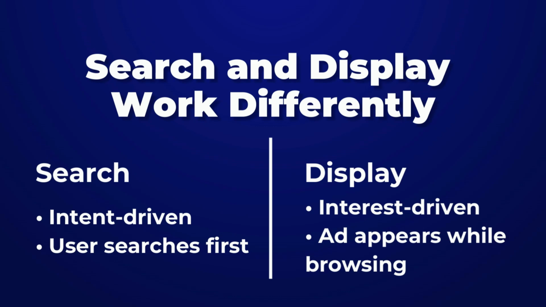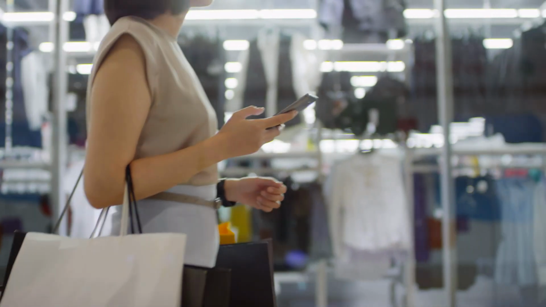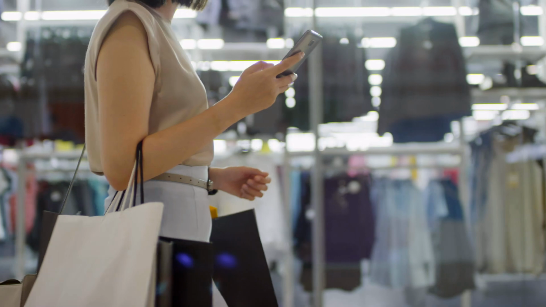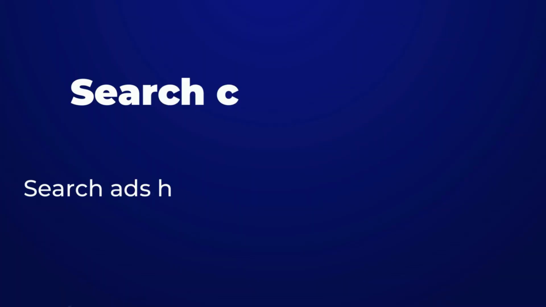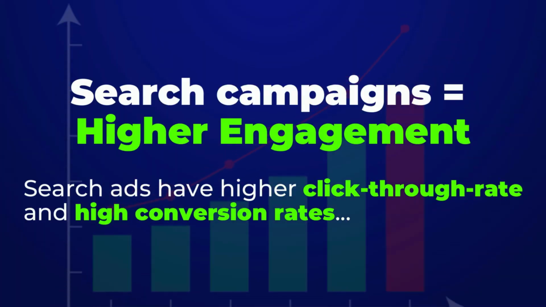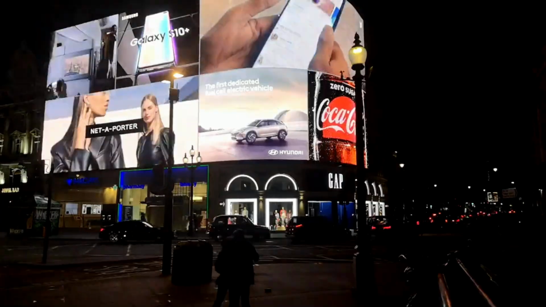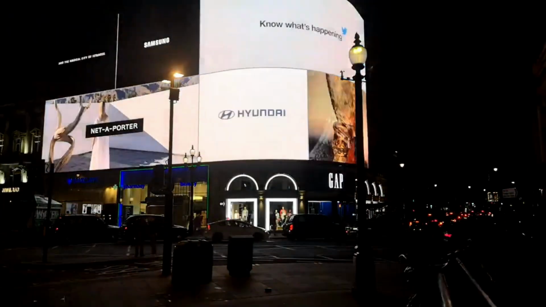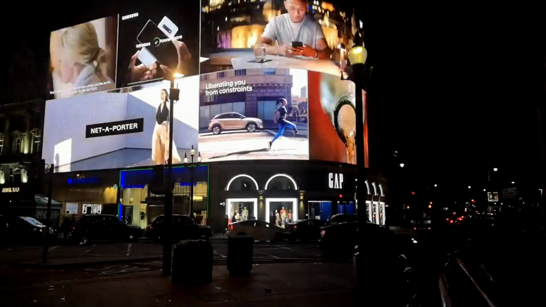Now, the problem with mixing search campaigns with display campaigns is that the 2 different campaign types actually behave completely differently. So think of it this way. Search campaigns are like people walking into a store with their wallet in hand, ready to buy and looking for something specific. That's why search campaigns typically have a higher click-through rate and really good conversion rates. Display campaigns, on the other hand, are kind of like billboard advertising. People aren't in the moment of actively searching for a product or service. They're kind of browsing the web.